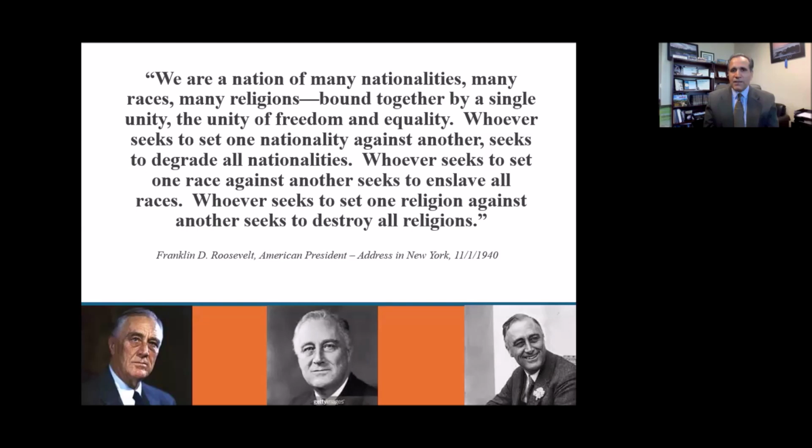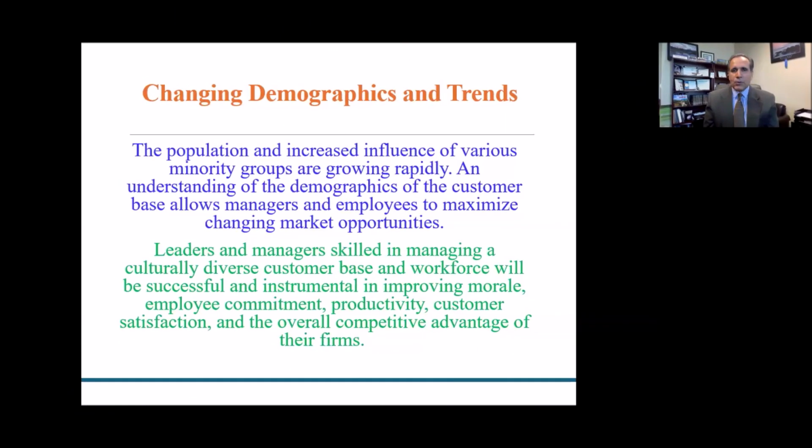That's why we cannot have a divided work environment for our employees and colleagues. The demographics of your employee talent and customers are changing. The population and increased influence of various minority groups are growing rapidly, both in the American society as well as in foreign environments. So an understanding of the demographics of the customer base allows managers and employees to maximize changing market opportunities. Leaders and managers that are skilled in managing a culturally diverse customer base and workforce will be more successful and instrumental in improving morale, employee commitment, productivity, customer satisfaction, and the overall competitive advantage of their organizations.